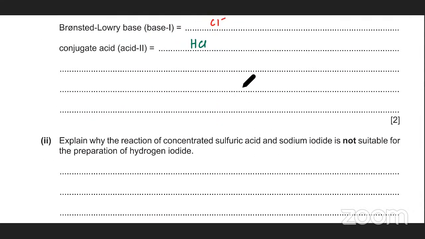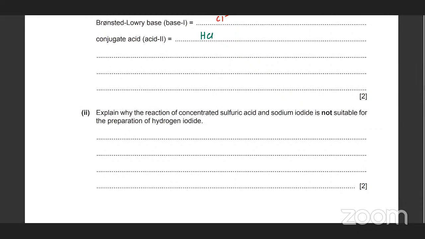Next one is: explain why the reaction of concentrated sulfuric acid and sodium iodide is not suitable. Now this is a very typical question that is going to be asked a lot of times, and the answer to that is that Cl minus doesn't like to lose electrons. It's not a good reducing agent.